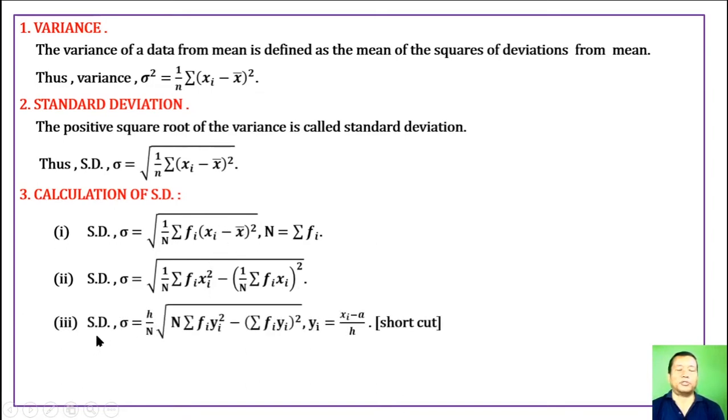And the standard deviation sigma is 1 by capital N times the square root of capital N times the summation of fi yi square minus the summation of fi yi whole square, where yi is xi minus a by h, which is a new variate. This method is called the shortcut method.